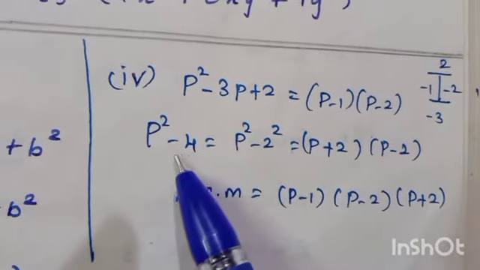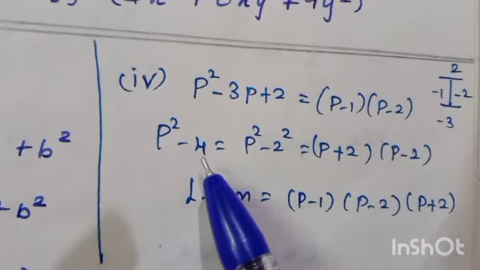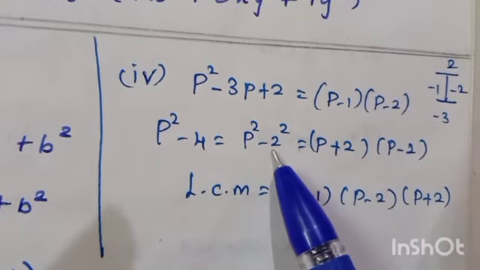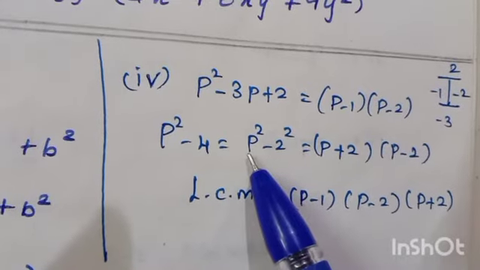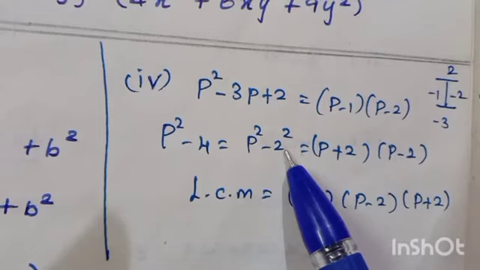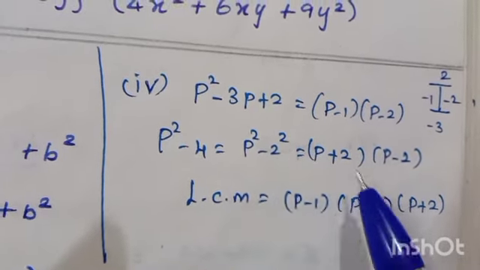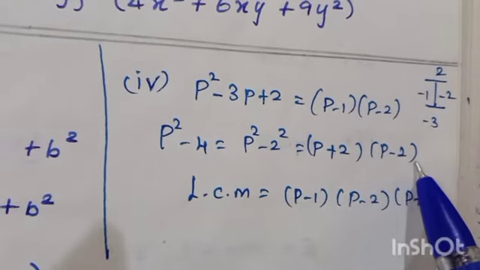The one more expression, p square minus 4. This 4 is a square number. This 4 is rewritten as 2 square. So it is in the form a square minus b square. So a square minus b square is equal to a plus b into a minus b. So it is p plus 2 into p minus 2.